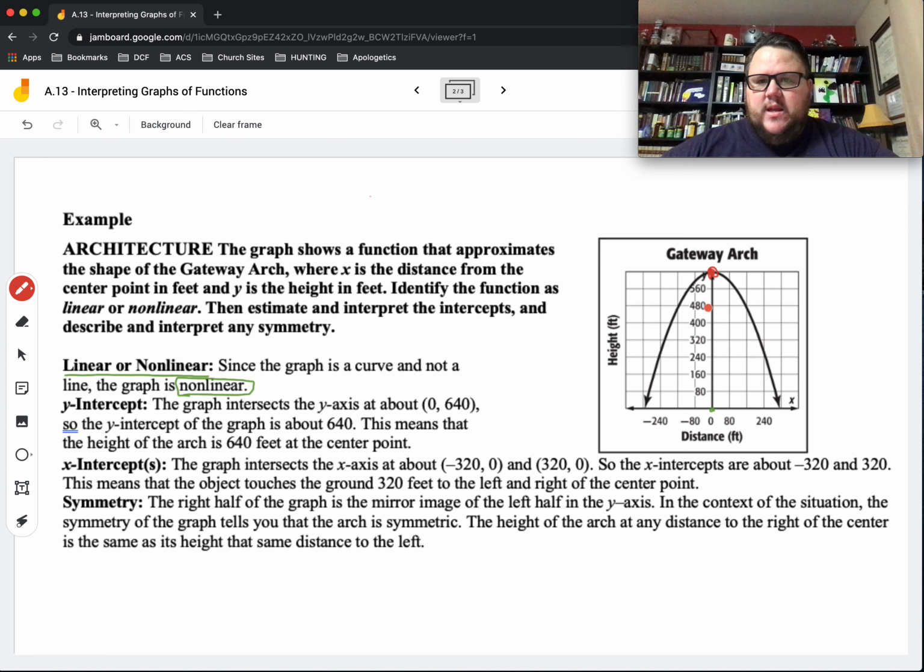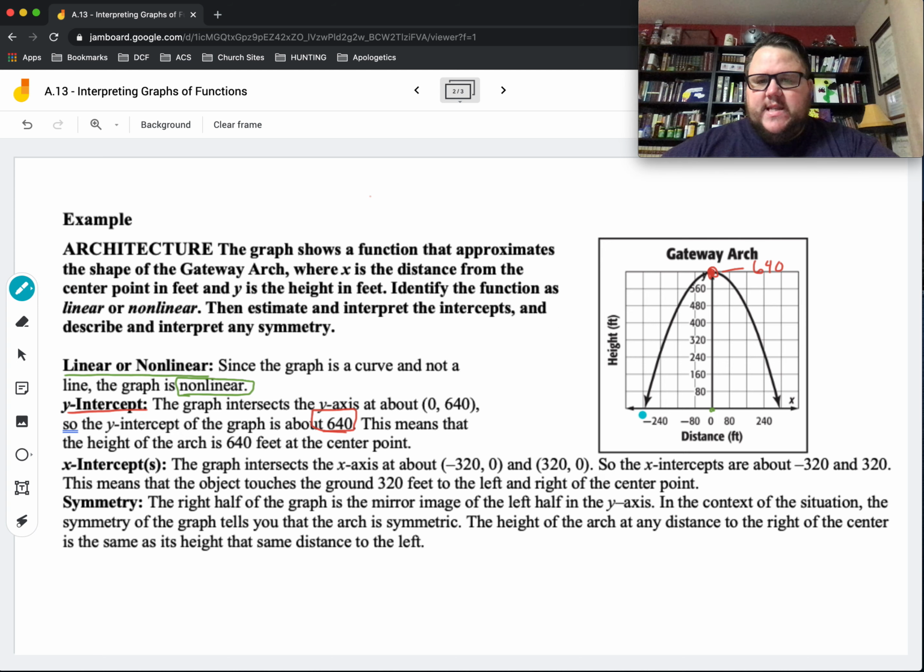If you notice, these are going up by 80 feet. Each box is 80, so 80, 160, 240. Then 560 plus 80 is 640. So that means the y-intercept is 640 feet. This means the height of the arch is 640 feet. Next, we're going to look at the x-intercept.